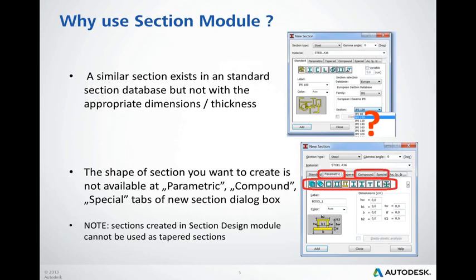Section definition module allows user to create and calculate sectional properties of section shapes not existing in standard style databases nor on parametric compound special tabs of new section dialog box. Important note, these sections cannot be used as separate sections in Robot.